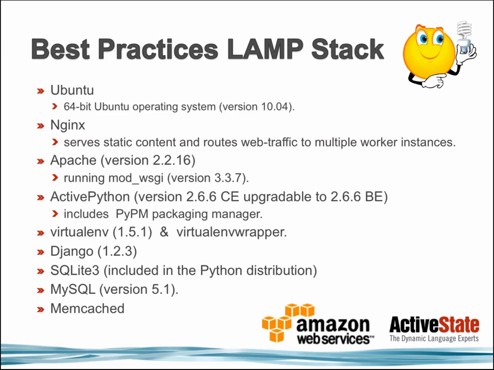We'll provide a prebuilt LAMP stack, so we include an operating system, Ubuntu, and use Nginx as a front end for routing web traffic. Apache is the primary web server, although an alternative server is offered. We run on ActivePython, and as part of one of the best practices in using Python, we work within a virtual environment. One of the popular web server tools is Django, and that's included in the stack. The default database is SQLite 3, but we have MySQL already installed if you'd like to switch over to that. And then memcached is used for a high-performance key-value store.